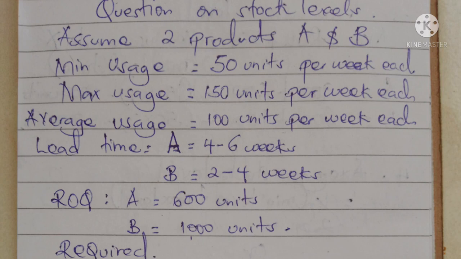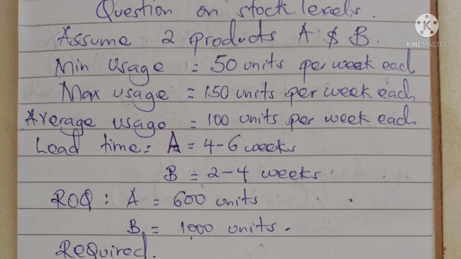We shall start with a question on stock levels, and the question goes like, assume two products A and B, and the minimum usage for the products is 50 units per week each, and the maximum usage is 150 units per week each. And then the average usage is 100 units per week each. Then the lead time is 4 to 6 weeks, and that's for product A. Then for product B, the lead time is 2 to 4 weeks.